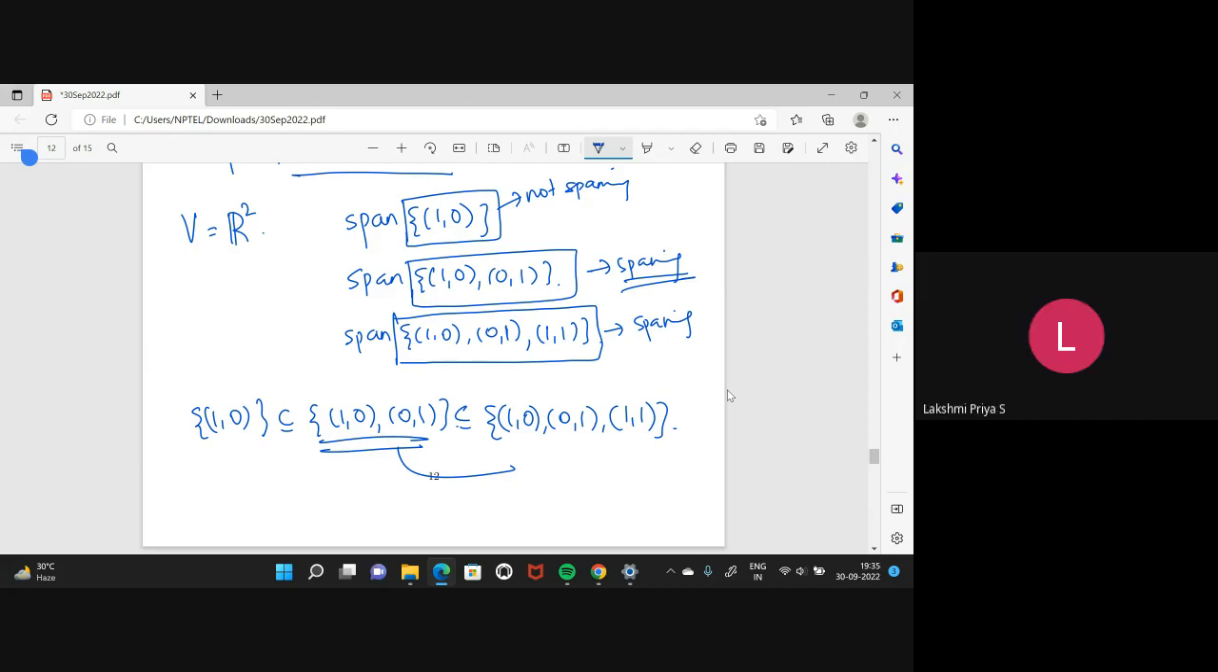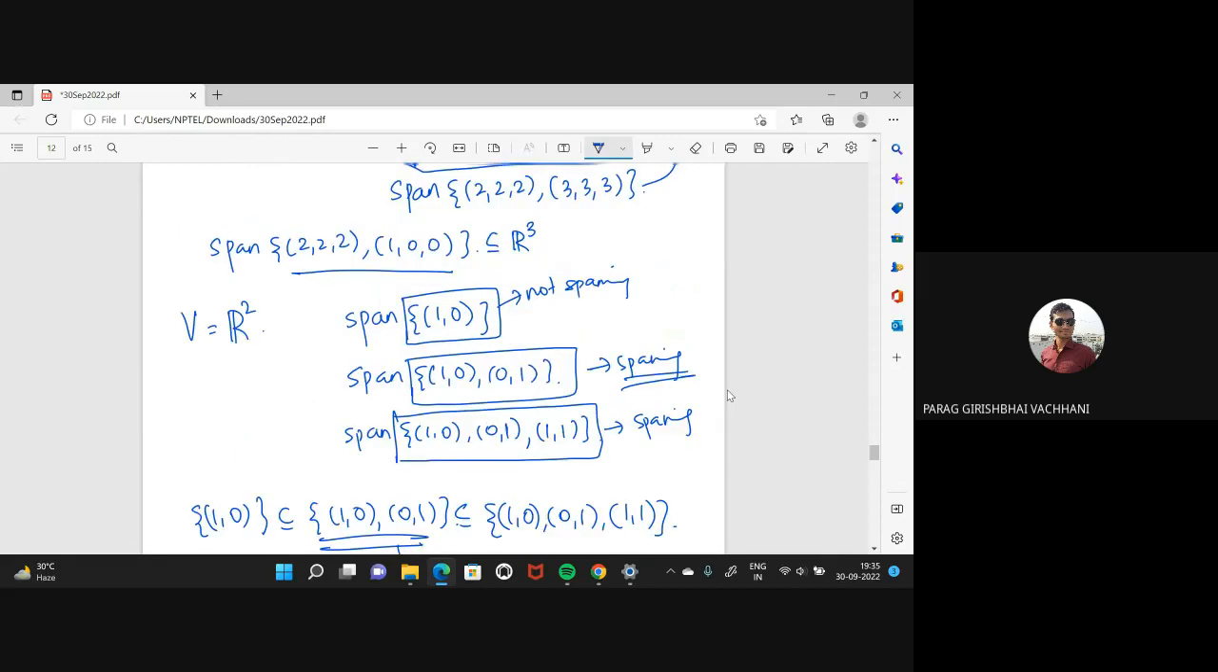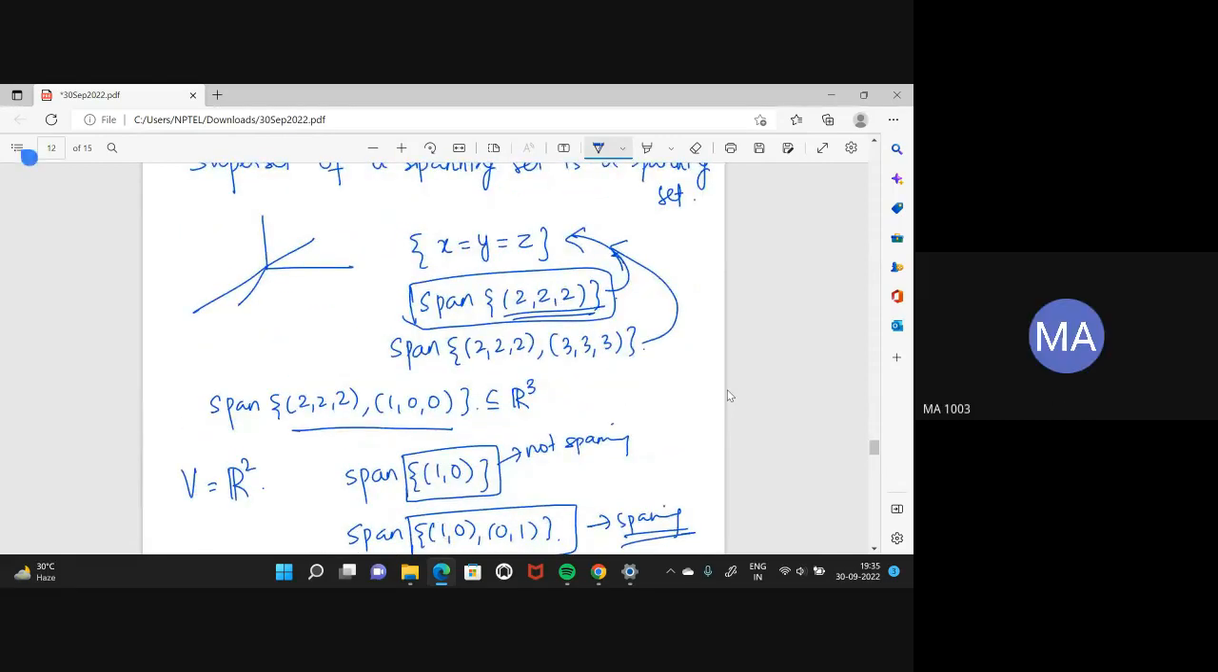Ma'am, span of (2, 2, 2) is not a spanning set in R3, right? No. To span R3, you need one more vector. So this is not a spanning set for R3.